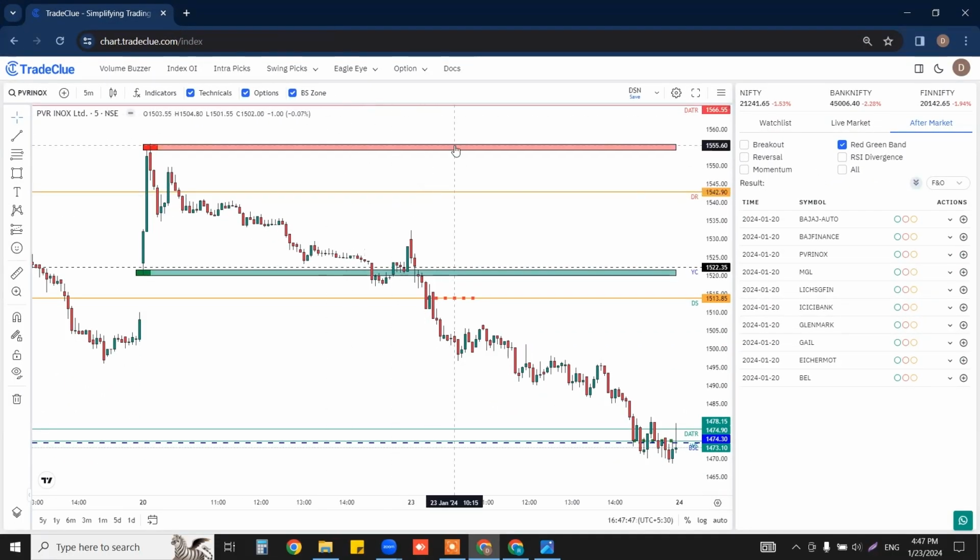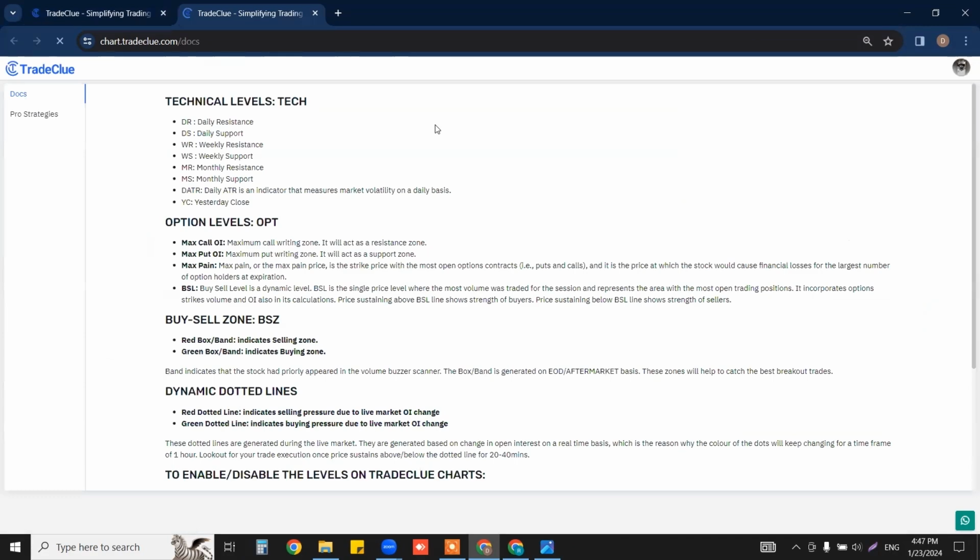To know more about these levels, click on docs so that you can get a clear understanding of what every level basically means.